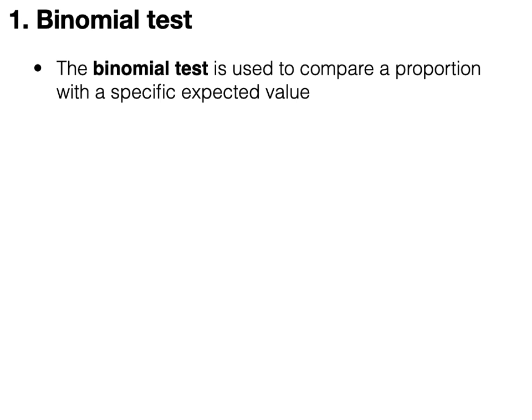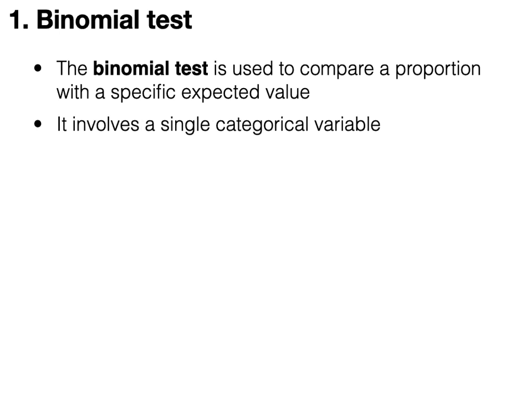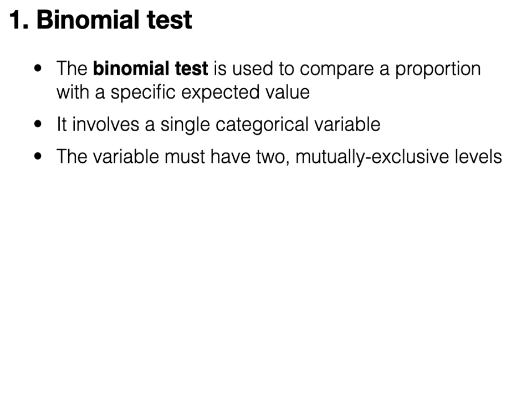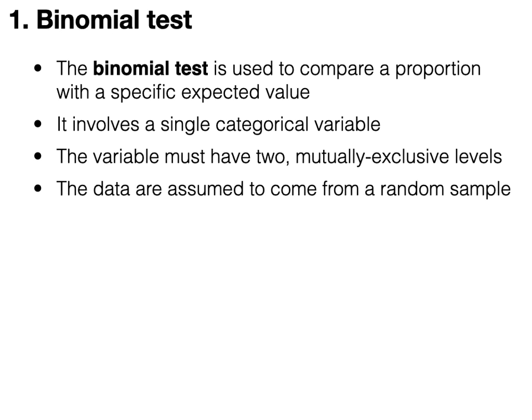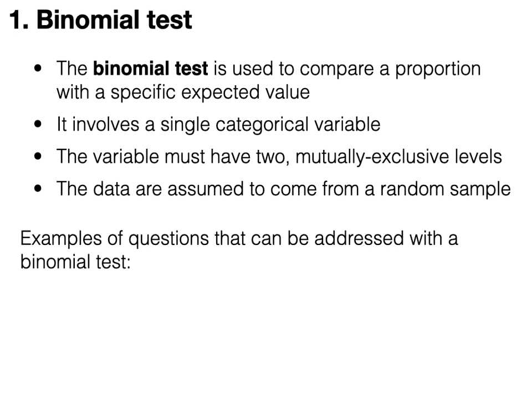Okay, so the first type we're going to cover today is the binomial test. The binomial test is used to compare a proportion with a specific expected value. So the data for a binomial test is a single categorical variable, and the variable must have two mutually exclusive levels, and the data are assumed to come from a random sample. That's true of all the statistical tests we're going to be covering. In fact, it's always true.